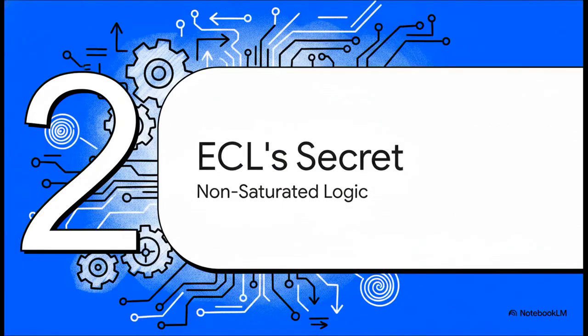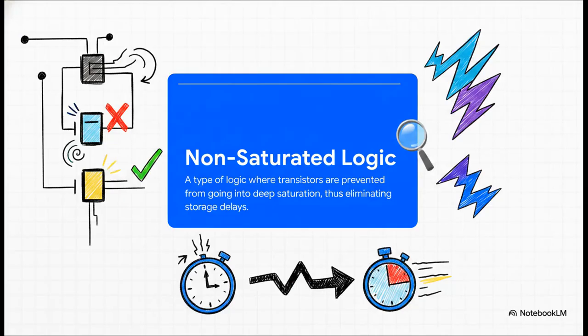So, what's the magic behind ECL's incredible speed? What's the secret sauce? Let's peel back the layers and look at the core concept that makes all of this possible. Here it is, the core secret. In a standard logic family like TTL, when a transistor is fully on, it gets completely saturated with charge. Now, to switch it off, you have to wait for all that stored charge to clear out. That delay has a name: storage delay. And honestly, it's the main reason other logic is slower.